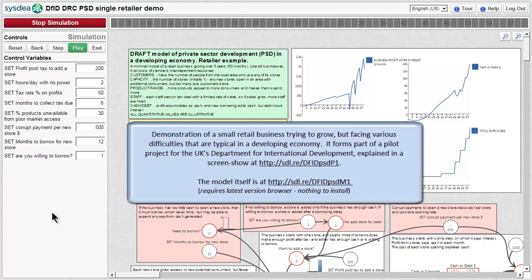Hello, I'm Kim Warren. This is a model of a small retailer trying to grow their business over 5 years in a developing economy, subject to the difficulties that are common in such cases. The model shows how system dynamics modelling might help assess efforts to encourage the development of private sector enterprises, and was developed as part of a pilot project for the UK government's Department for International Development.